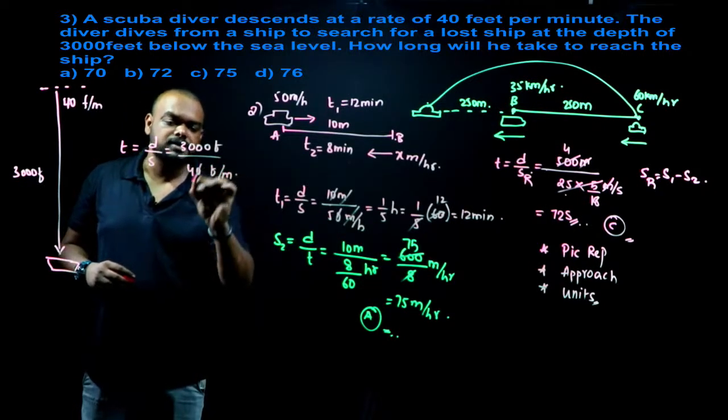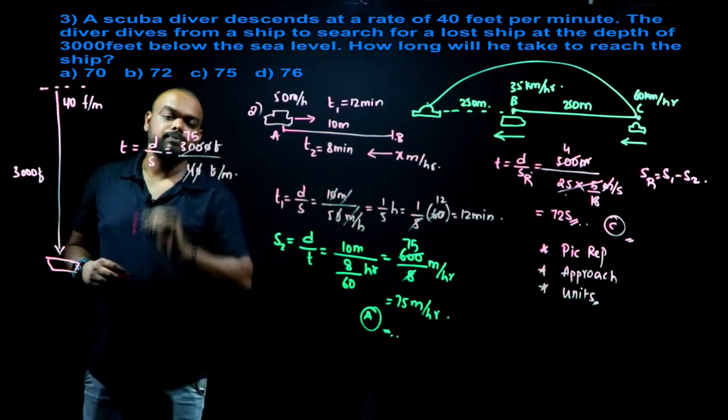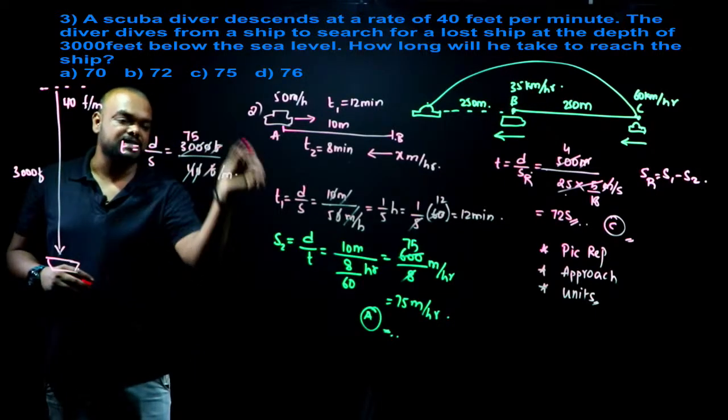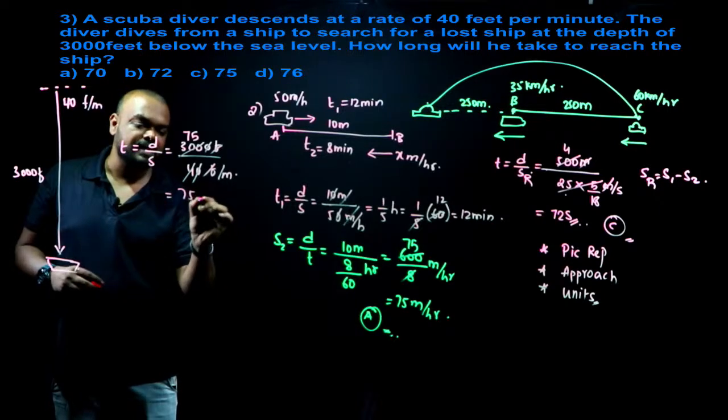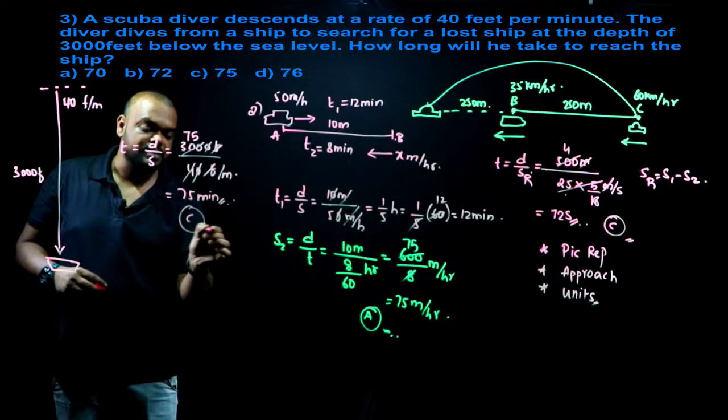Zero cancels with zero. 4 into 75. Feet cancel. Minutes goes to the numerator. Answer is 75 minutes. Do you have the option? 75 minutes, option number C.